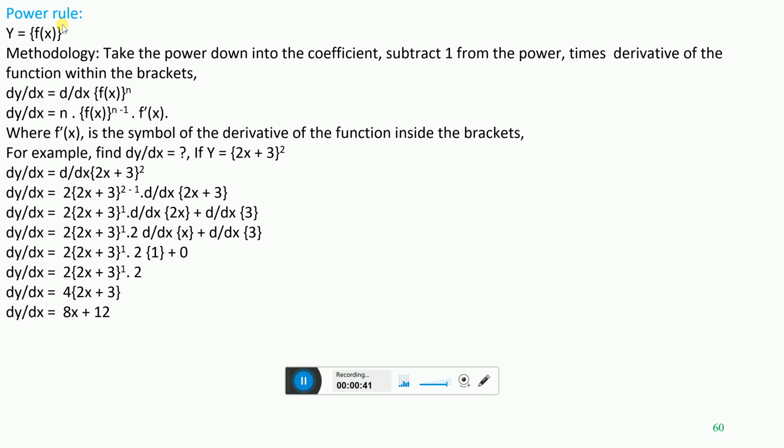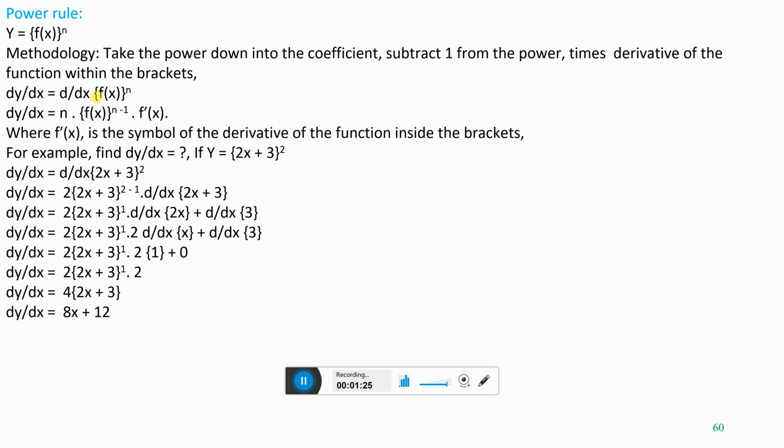So we will take this power down to the coefficient of the function, and then we will subtract 1 from the power, times we will take the derivative of the function within the brackets. So here we will take the derivative of the terms within the brackets. Within the brackets we have f of x. So this is the derivative of the function using power rule, that d over dx of y or dy over dx is equal to d over dx of the function f of x whole raised to the power n.